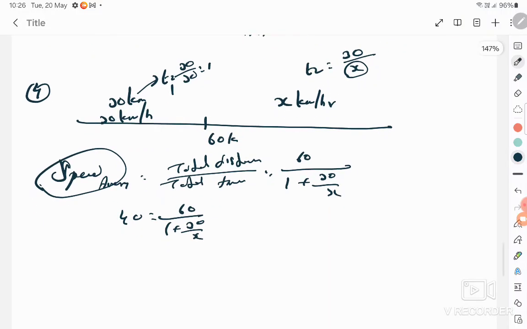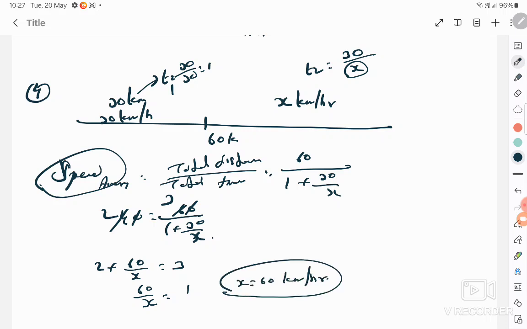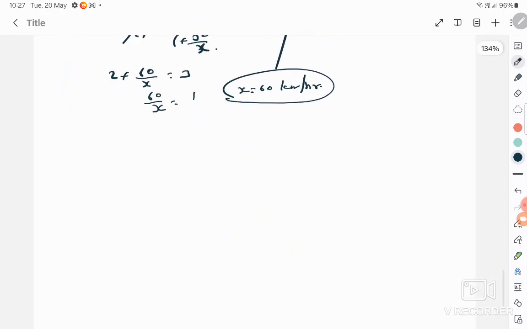So just cross multiply, you're supposed to get x. So let's do it. This and this get cancelled. This is 2 and this is 3. Cross multiplying, you get 2 plus 60 by x is equal to 3. 60 by x is equal to 1. So x is equal to 60 kilometer per hour. So that's your speed at which the second part of the journey should be covered.